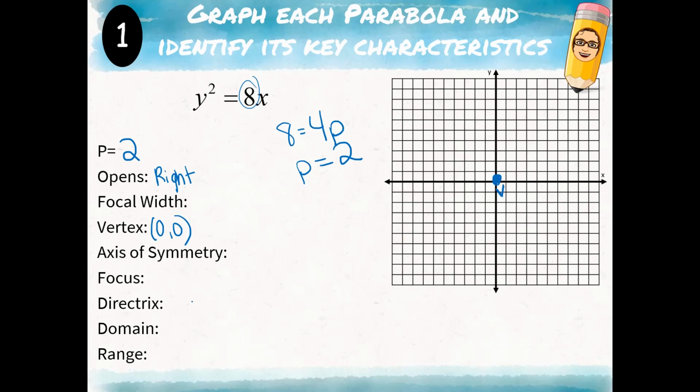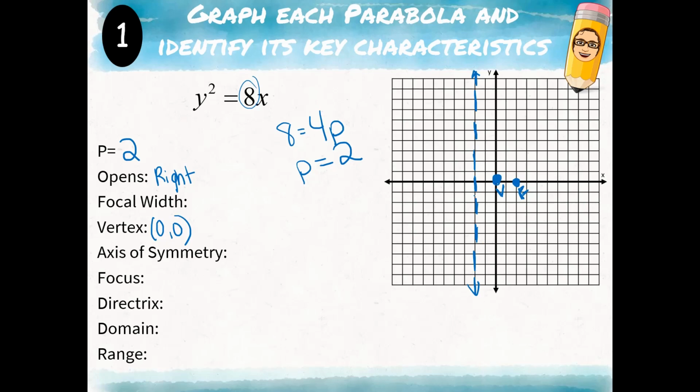What I'm going to do now to find the focus and the directrix is follow my directions. I said 2 to the right. That should give me my focus. So I'm going to go 2 to the right, put my focus there, and then for my directrix, I've got to go 2 to the left. So I'm going to go up and down, right there. There we go.